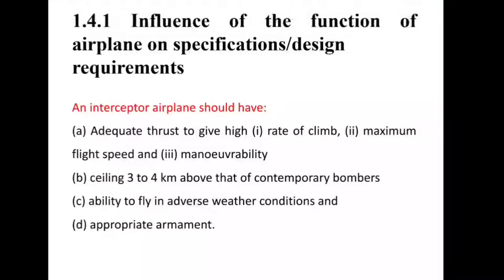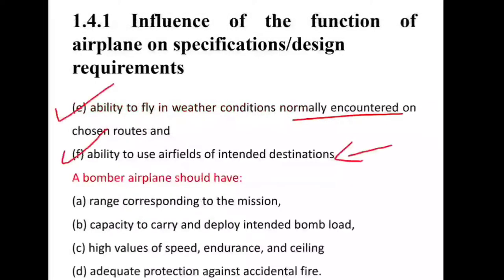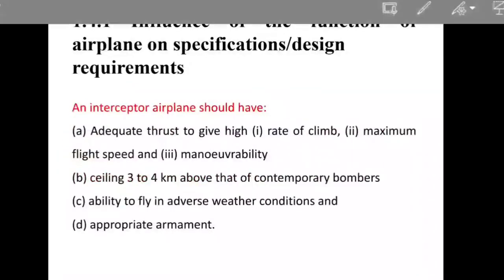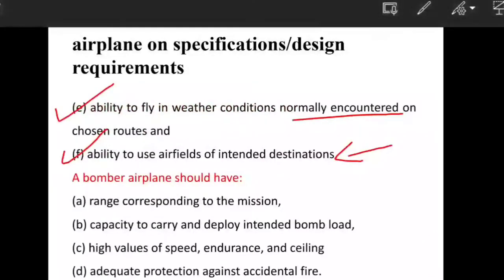In the case of a bomber airplane, the points I mentioned here: the influence of function is range corresponding to the mission. Then the next one is the capacity to carry and deploy the intended bomb load. So this is all related to the bomber airplane. Guys, try to understand. The first point is range. In a military mission, range is important. The second one is capacity, because it carries bombs or different types of payload.